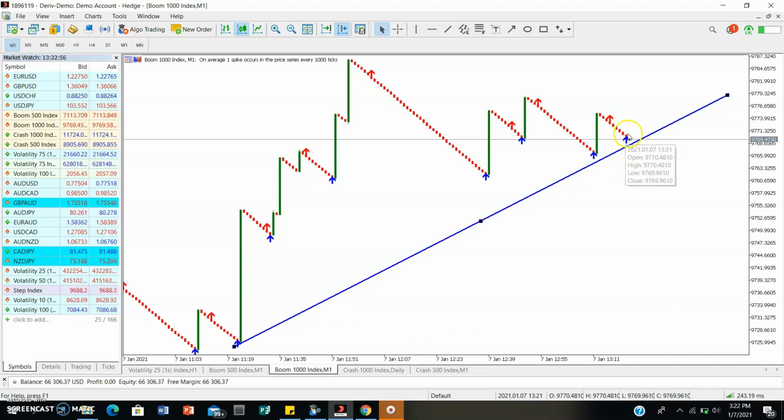Look at this. The blue arrow is now popping up. And what is it indicating? That you might enter into a buy trade. Even price action is confirming that we should not be going up.